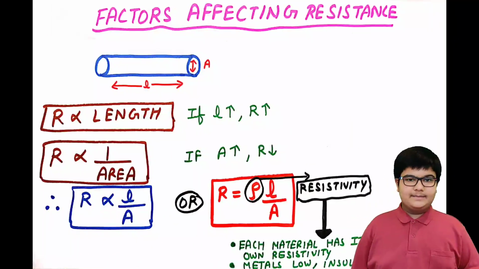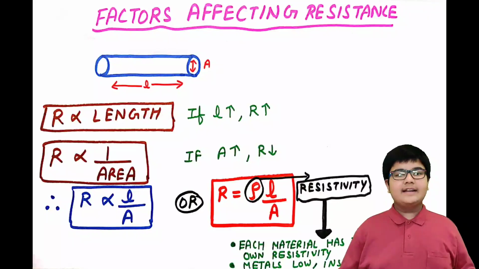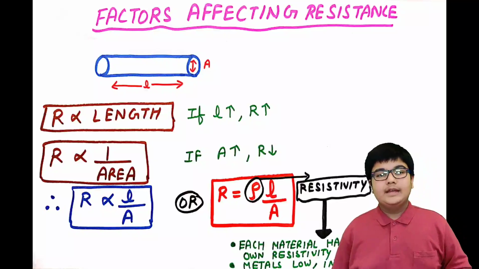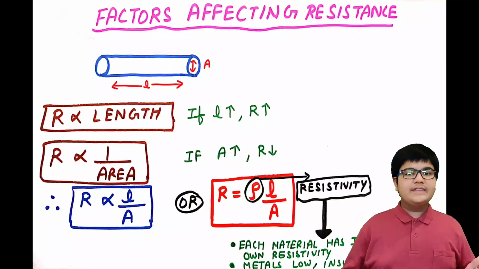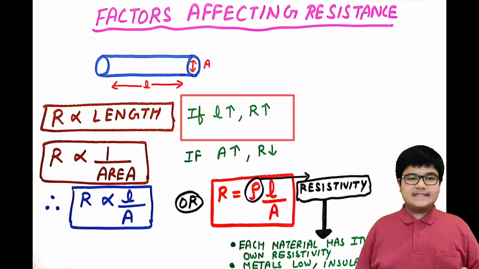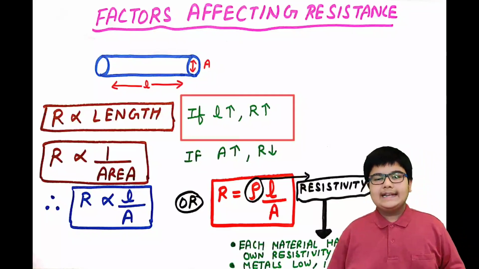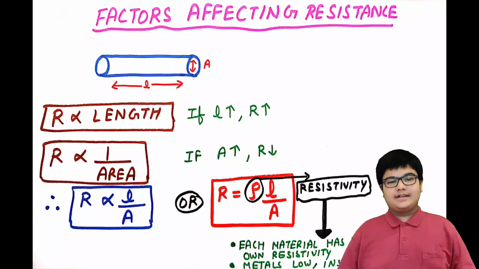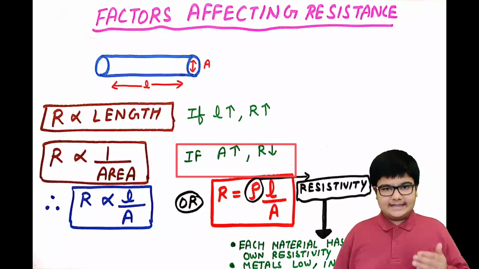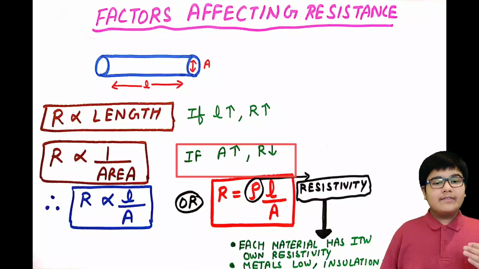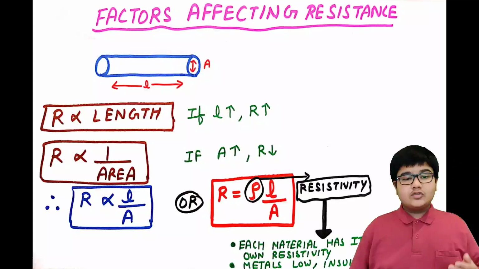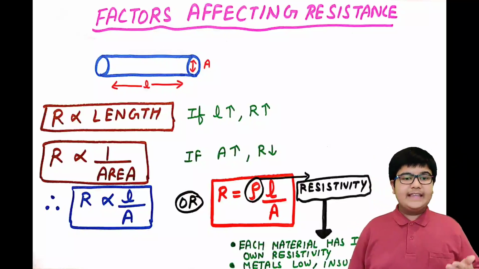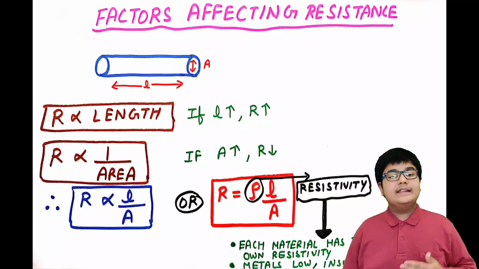Factors affecting resistance. For this, we will take a metal conductor of length L and area of cross section A. Now if we increase the length of this conductor, then the resistance of this conductor will also increase, or resistance is directly proportional to length. And similarly, if we increase the area of the conductor, then the resistance will decrease. This means that resistance is inversely proportional to area, or resistance is proportional to 1 upon area. So combining both these statements, we get that resistance is directly proportional to length divided by area.